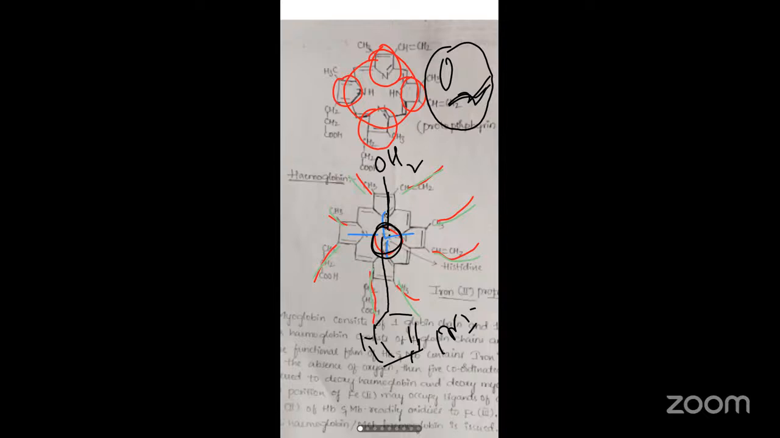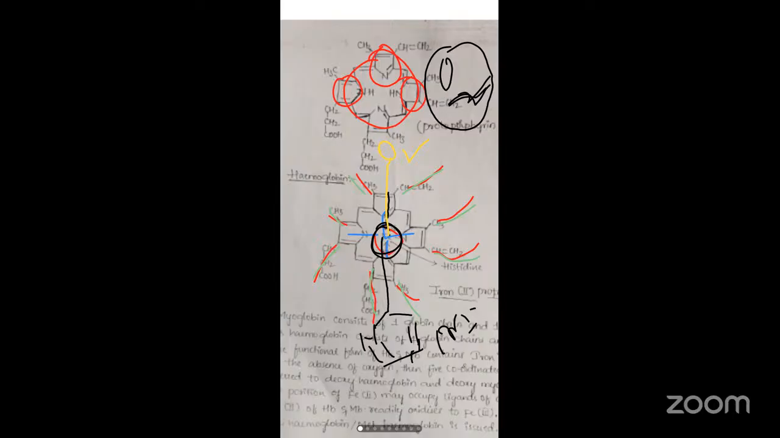Deoxyhemoglobin binds with oxygen from the surroundings and converts to oxyhemoglobin. Converting to oxyhemoglobin means the water molecule is replaced by oxygen. Deoxyhemoglobin is 5 coordinate and can bind the oxygen from the atmosphere; the oxygen binds with the iron and that converts it to oxyhemoglobin.